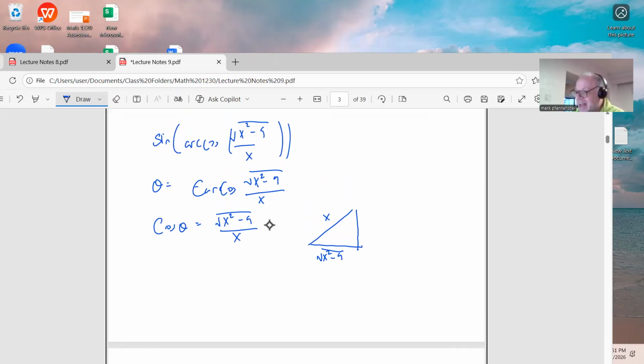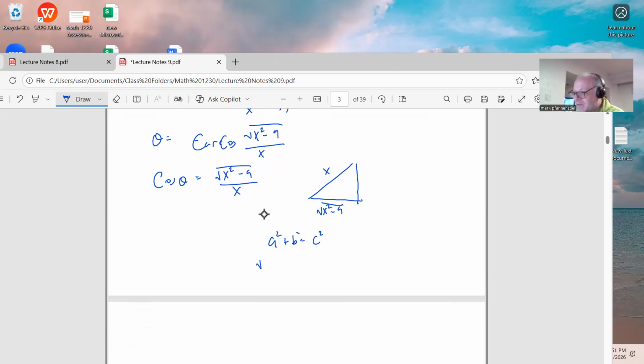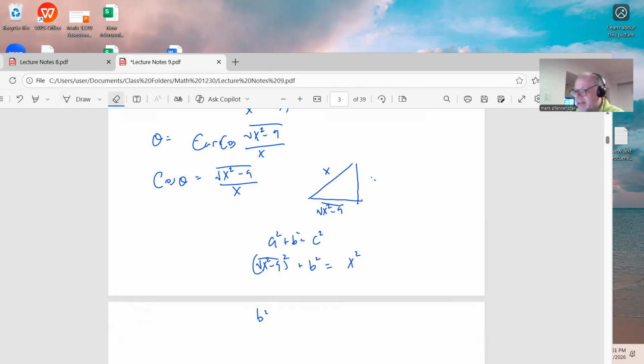So here we have a squared plus b squared is equal to c squared. We're going to plug some things in. So we have the square root of x squared minus 9, squared, plus b squared, I don't know what this is yet, equals x squared. So we pretty much have a very similar dance to the last problem. Let's do this one step at a time, so I'm not going to get ahead of myself here.